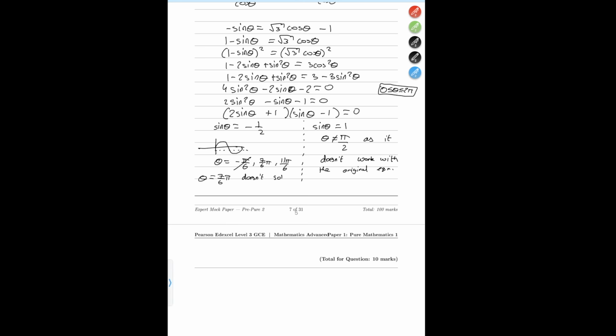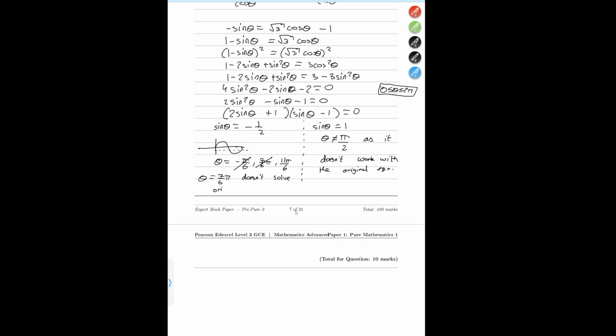The reason for this is that when we square both sides, sometimes extra solutions can be created. So it's important to always double check your solutions to make sure that they actually work with the original equation. Because now if I try 11 over 6 pi, I get root 3 over 3, and then I also get root 3 over 3.